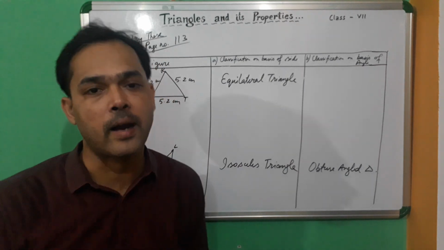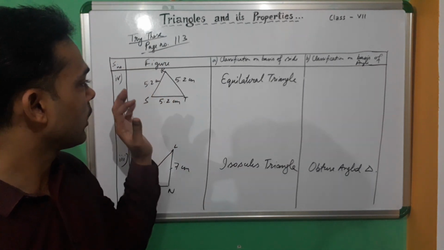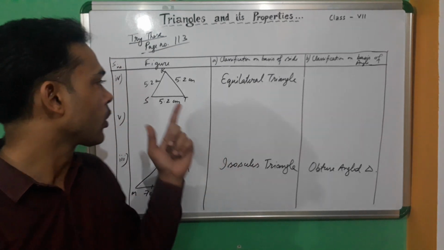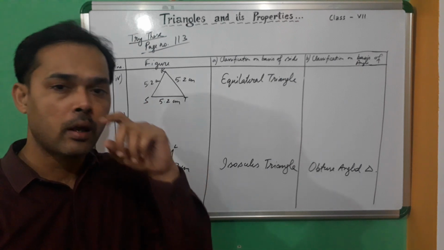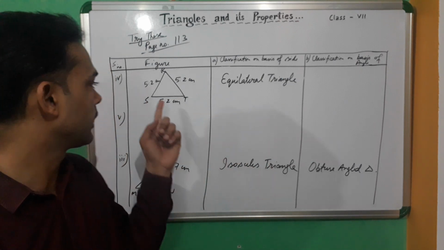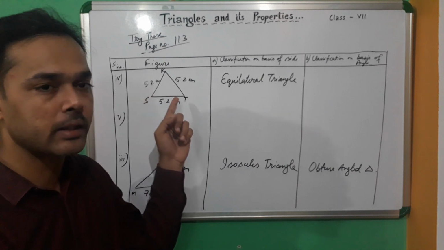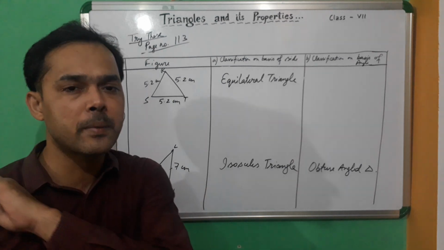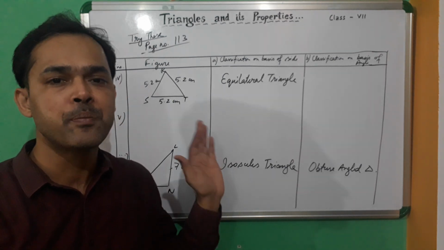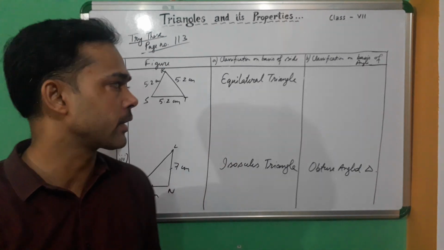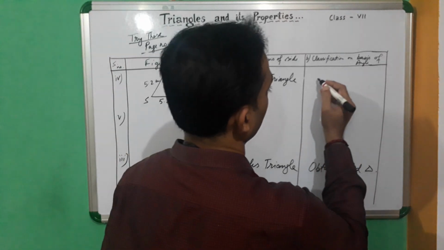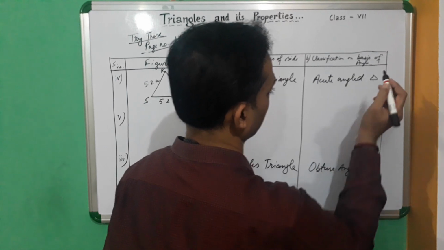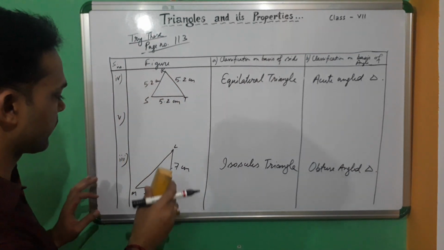Then on the basis of angle, in an equilateral triangle the angles will always be equal. All the three angles will always be of measurement 60 degree each. This angle S will be 60 degree, angle T will be 60 degree, and so will angle R. So that is why on the basis of angle, as you are observing, all the three angles are less than 90 degree, that is why it will be an acute angled triangle. Now let's do the fifth part.